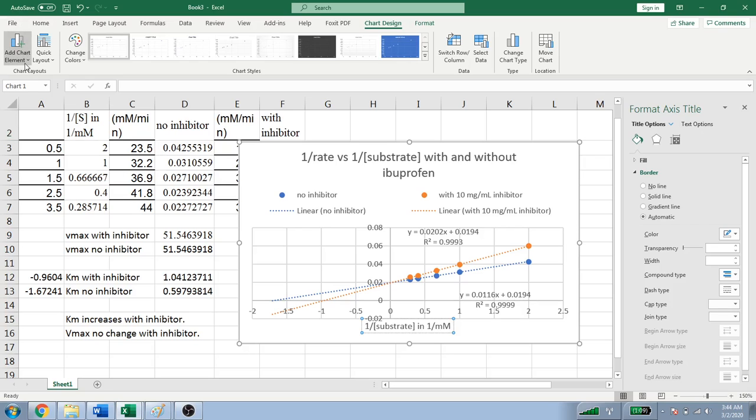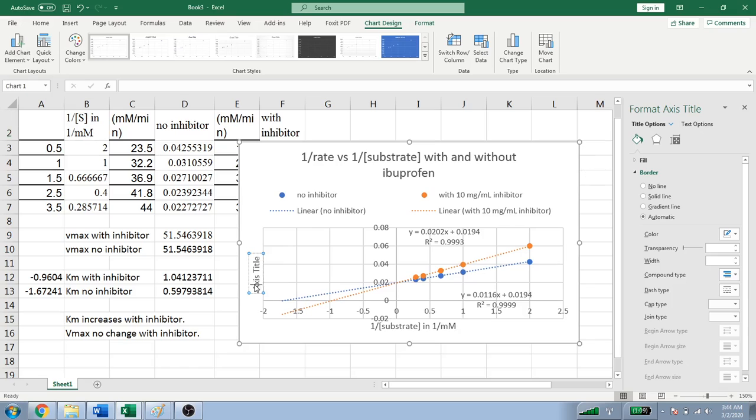Then every teacher wants, whether they admit it or not, a 1 over rate in units of minutes per millimolar. So it's millimolar per minute is the rate, but we did 1 over, so the units are also reciprocal, minutes over millimolar instead. So every teacher wants to see these types of titles.